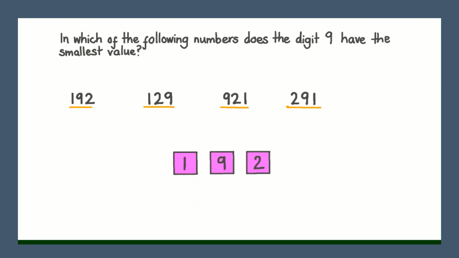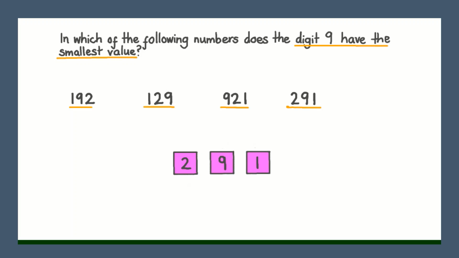And you know, we could make some of these numbers by taking digit cards that have a 1, a 9, and a 2 on them and just swapping them around. Here's our second number, our third number, and our last number. So we can see that all 4 possible answers contain a 1, a 9, and a 2. But it's the 9 that we really want to be thinking about, because our question asks us, in which of the numbers does the digit 9 have the smallest value?